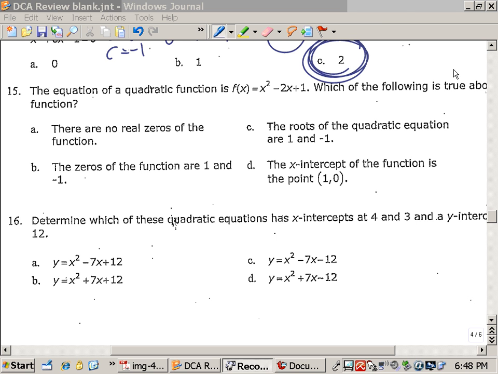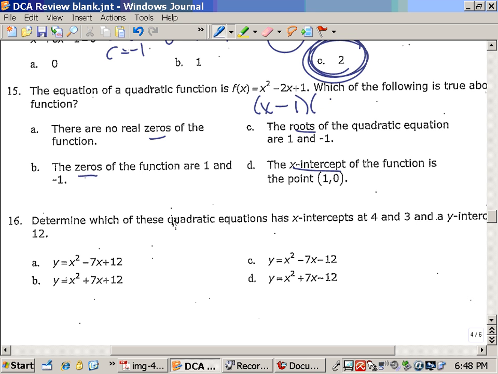Okay, so for number 15, it's asking about zeros. When I read it, it's asking about zeros. So it looks like I need to find the zeros or the x-intercepts or the roots, which are all the same thing. The easiest way to do this is by factoring. So I'm going to take x minus 1. 1 times 1 is 1, and 1 plus 1 is 2. So that's x minus 1, which is x minus 1 squared.